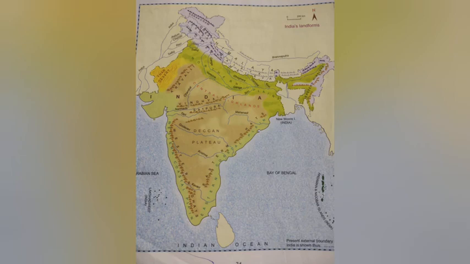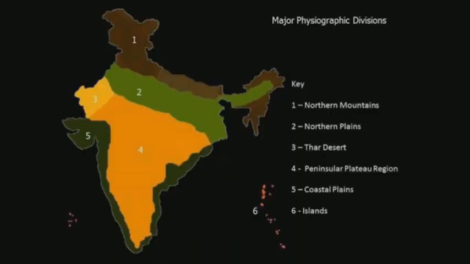Now, based on the landforms, India has been divided into 6 broad regions. According to the landforms that are present in India, like the various mountains, plateau regions, or the various plain regions, India has been divided into 6 broad regions, that is the northern mountains on the top, the northern plains below that, then we have the Thar Desert, the peninsular plateau, the coastal plains, and the islands.